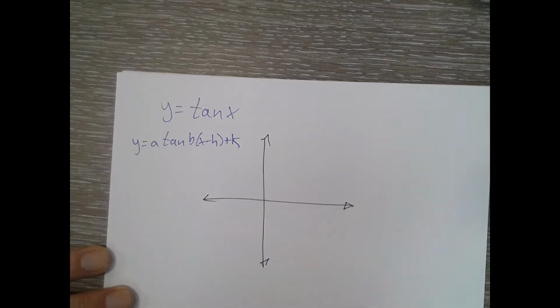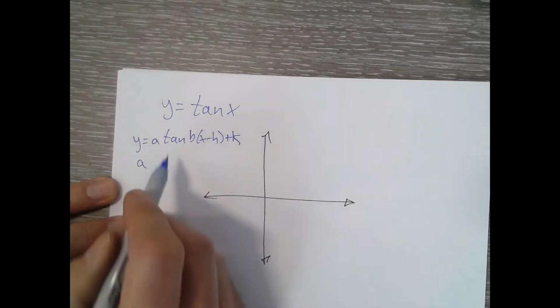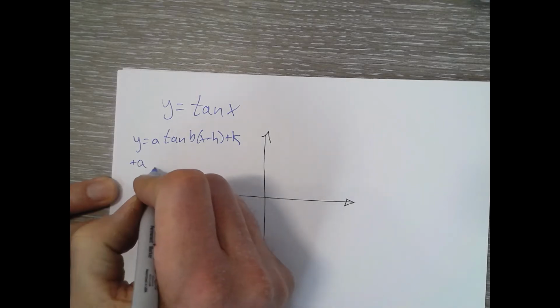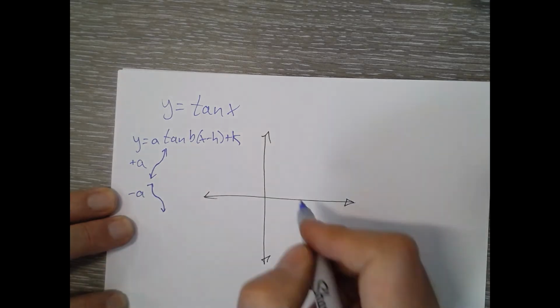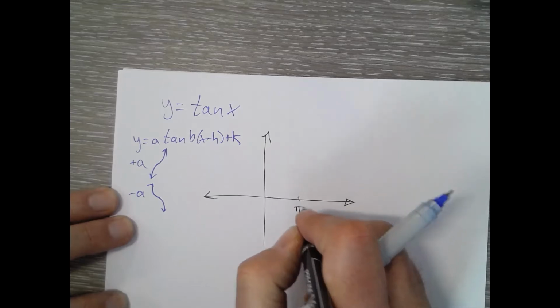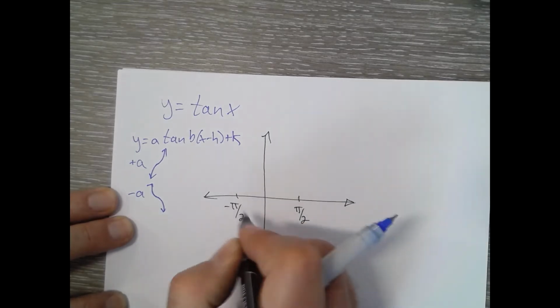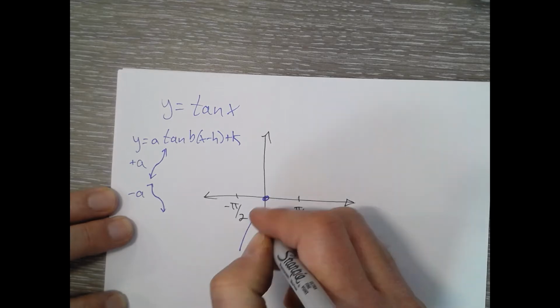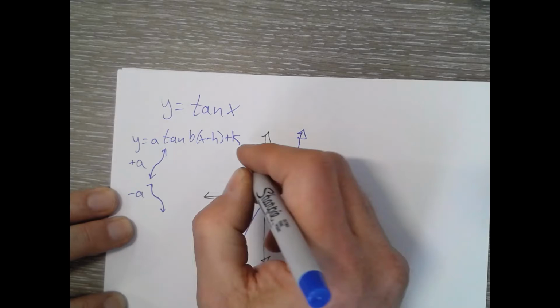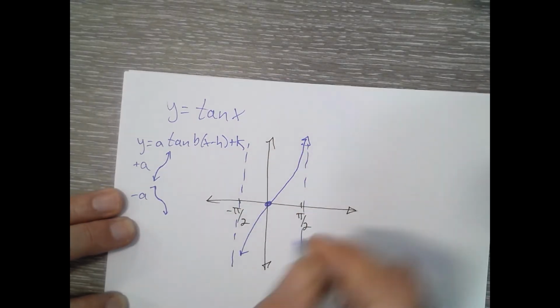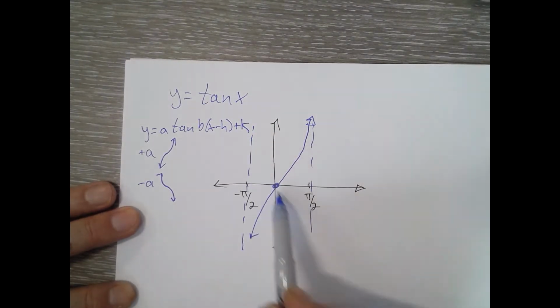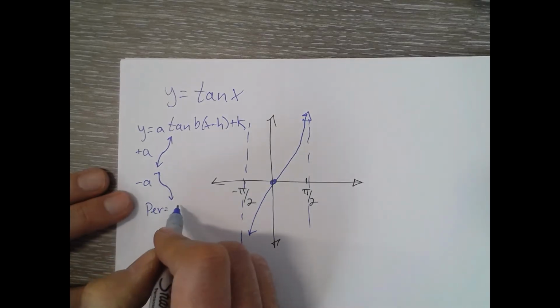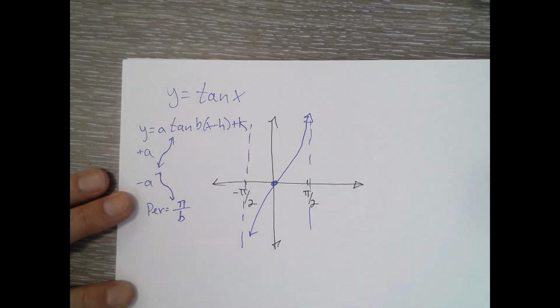Tangent, the a for tangent, a positive a will look like this, and a negative a will look like this, and I'll show you what tangent actually looks like. So if this is pi over 2, this is negative pi over 2, this is what tangent x looks like. And there's a vertical asymptote at negative pi over 2 and pi over 2. Positive a, it's going to go up, negative a, it's going to go like that. The period is actually pi over b, not 2 pi over b. If you look at just the graph of tangent x, how long is its period?